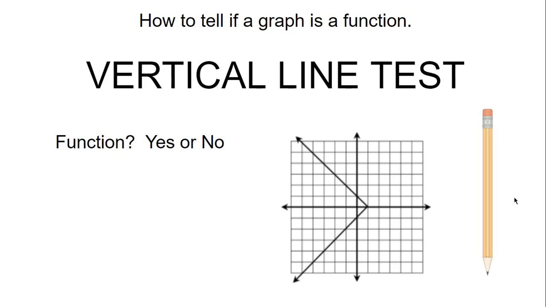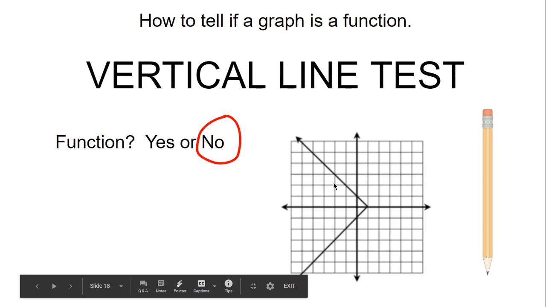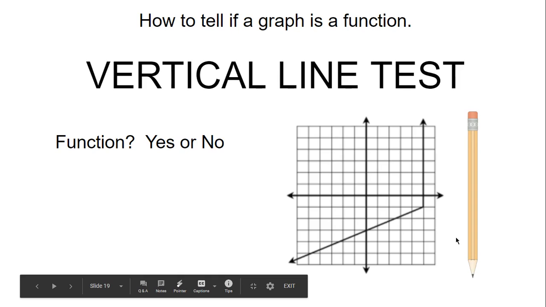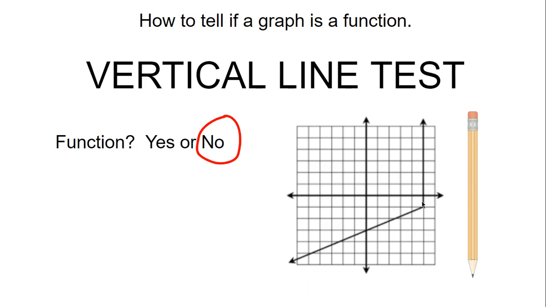How to tell if this graph is a function. Does it pass the vertical line test? Yes or no? And the answer is no. If I slide this pencil over on top of the graph, it would hit it in 2 spots. That means the x's repeat. How to tell if this graph is a function. Does it pass the vertical line test? And the answer is no, because when I slide the pencil over on top of this part of the graph, it would hit it here, here, here, here, here. So that means it has multiple x's.